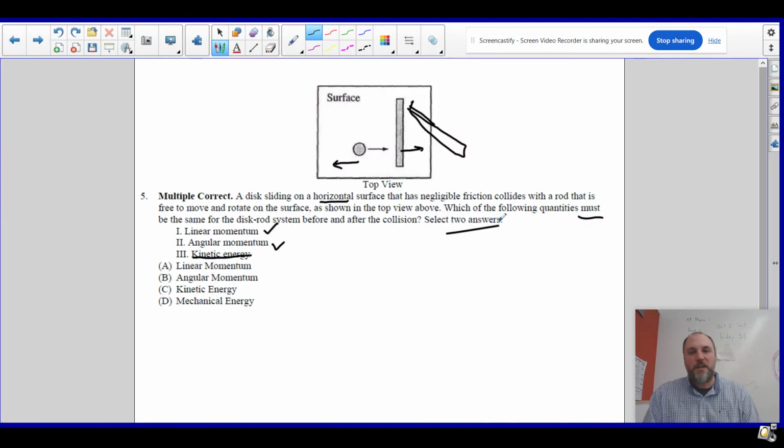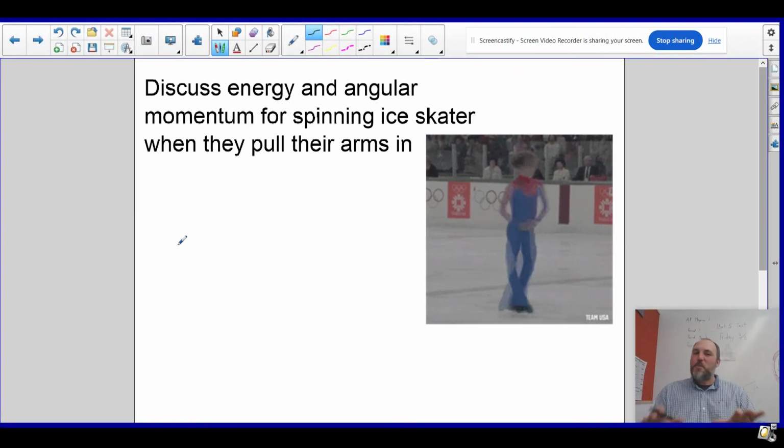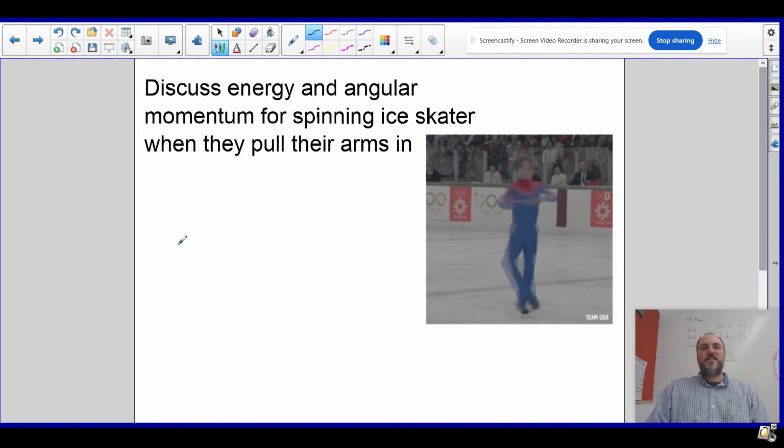So the two answer choices that I'm going with here are just A and B, linear and angular momentum, because the sum of the external torques and the sum of the external forces is zero. Okay? There is one other weird one that I think we should look at because I love this example.